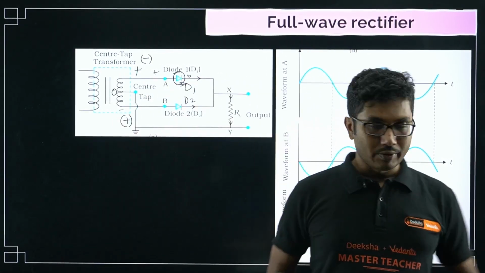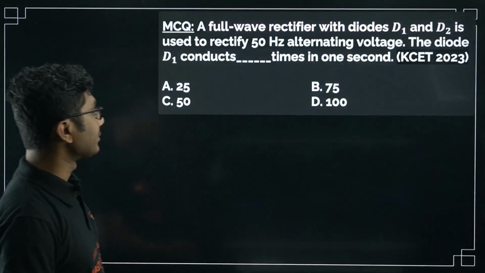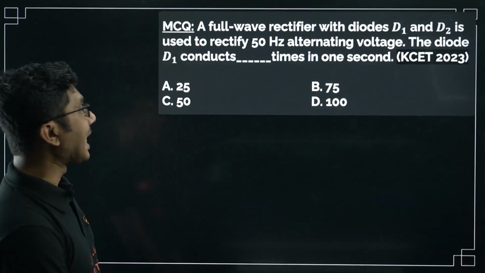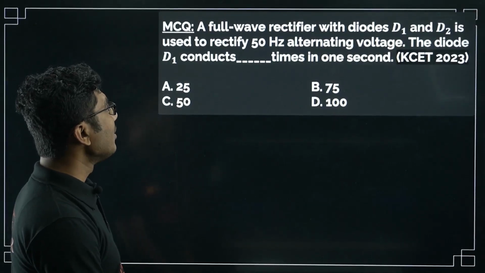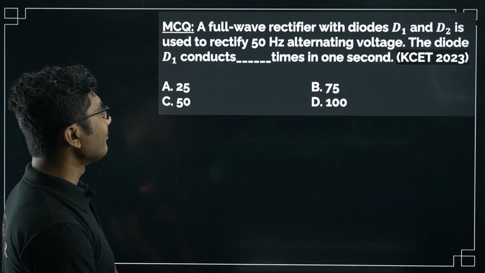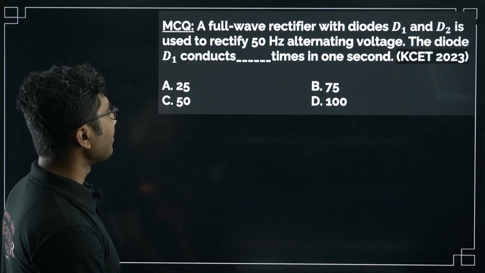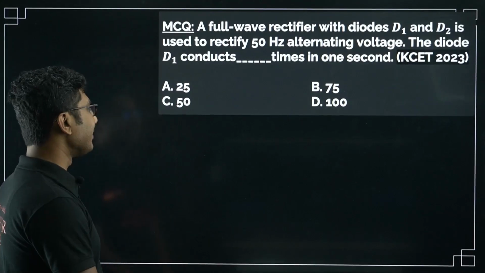Now I hope you enjoyed today's session, and one more question is still left. Let's see that. A full wave rectifier with diodes D1 and D2 is used to rectify a 50 Hz alternating voltage. The diode D1 conducts dash number of times in 1 second. This is a question from KCET 2023.